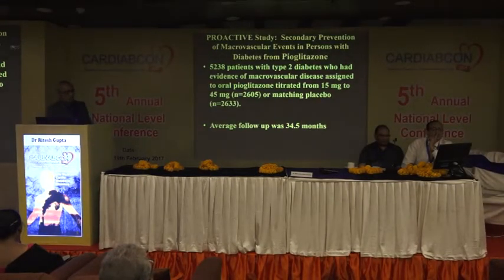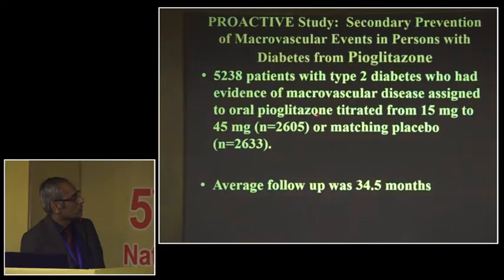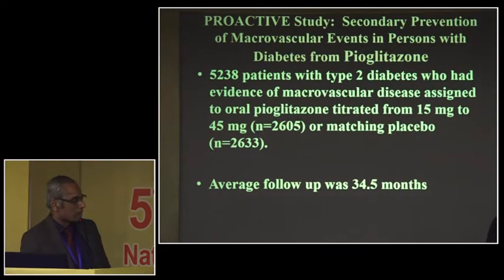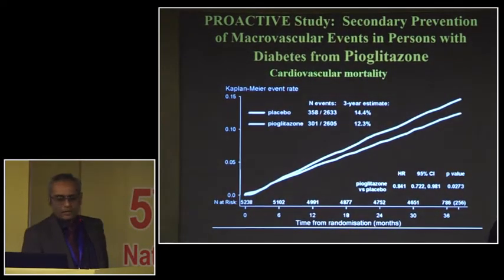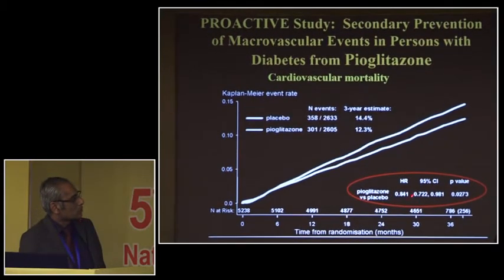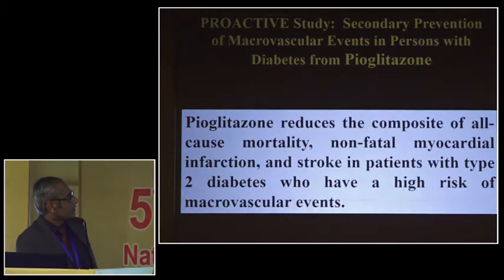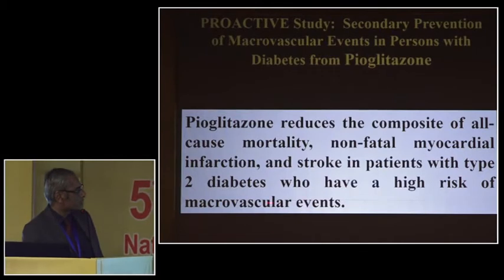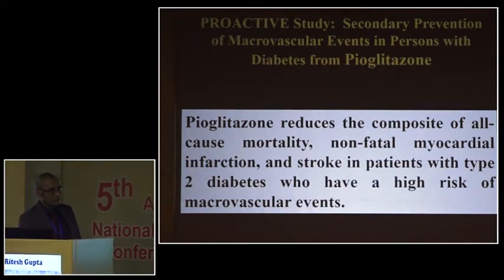Now coming to pioglitazone, which we are using. So the PROactive study, not a recent study, it has been some time that we know about it. About 5,000 patients who had evidence of macrovascular disease were assigned to pioglitazone or placebo, and average follow-up was about 34 months. And this is what was found, that pioglitazone improved cardiovascular outcomes, cardiovascular mortality, and also other cardiovascular outcomes, which was significant. So it was concluded that the composite of all-cause mortality, non-fatal myocardial infarction and stroke in patients with type 2 diabetes who have a high risk of macrovascular events was reduced by pioglitazone.